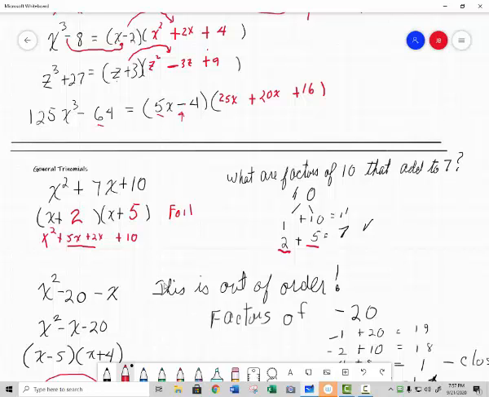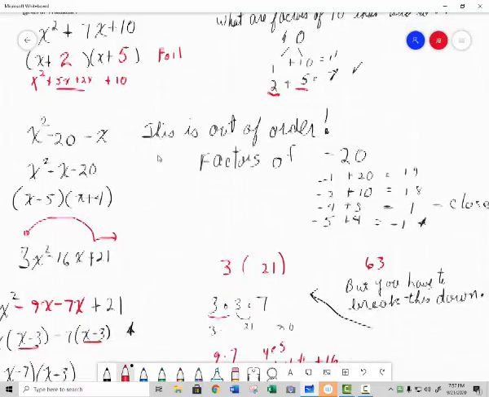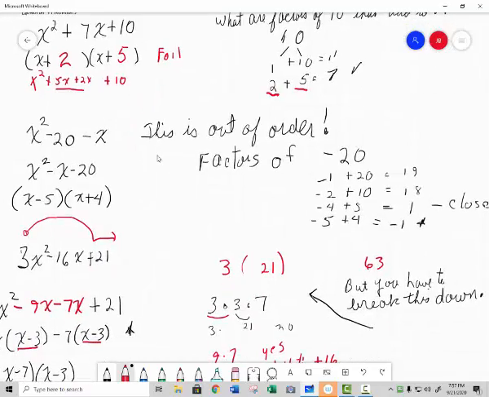This one is x squared minus 20 minus x. Well, the problem is that this one's out of order. Okay? So I need to rewrite it in descending powers of x. X squared, x to the first, x to the 0. Alright, now I want to look at what factors of negative 20 add up to negative 1.